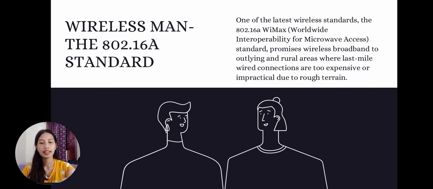So, next is the wireless MAN, the 802.16a standard. One of the latest wireless standards, the 802.16a WiMAX, Worldwide Interoperability for Microwave Access standard, promises wireless broadband to outlying and rural areas where last mile wired connections are too expensive or impractical due to rough terrain.